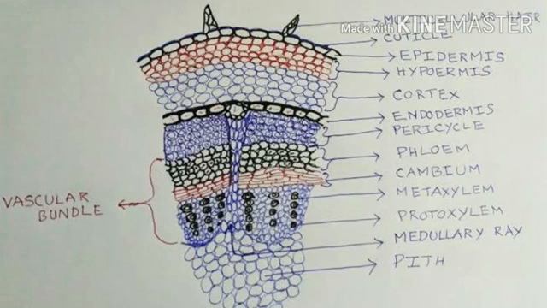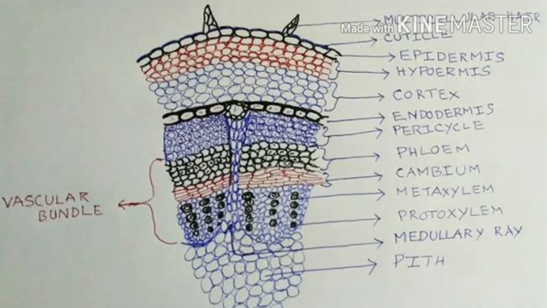Then next to the cortex is the endodermis. The innermost layer of the cortex is known as endodermis. The cells are compactly arranged, and they are barrel shaped cells, as you are observing here, and there is no intercellular space present. In the cells of the endodermis there is starch, so it is also known as starch sheath.